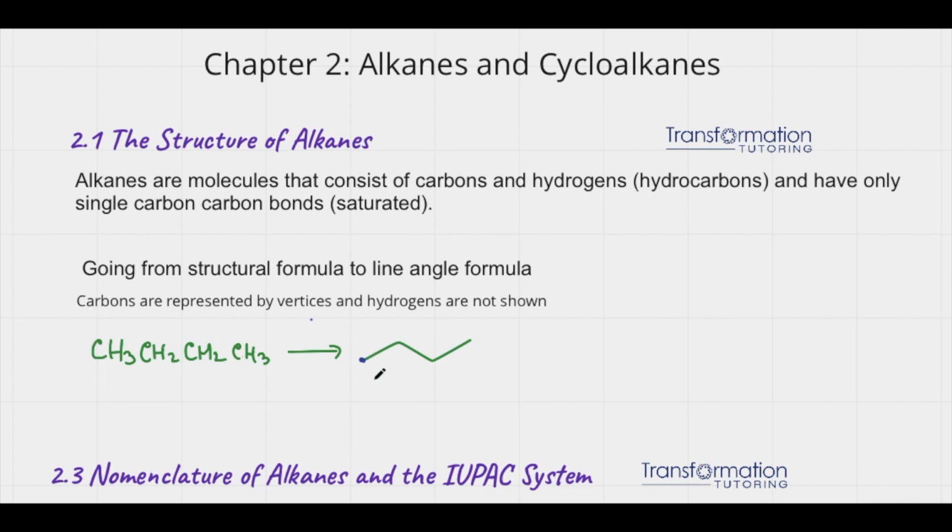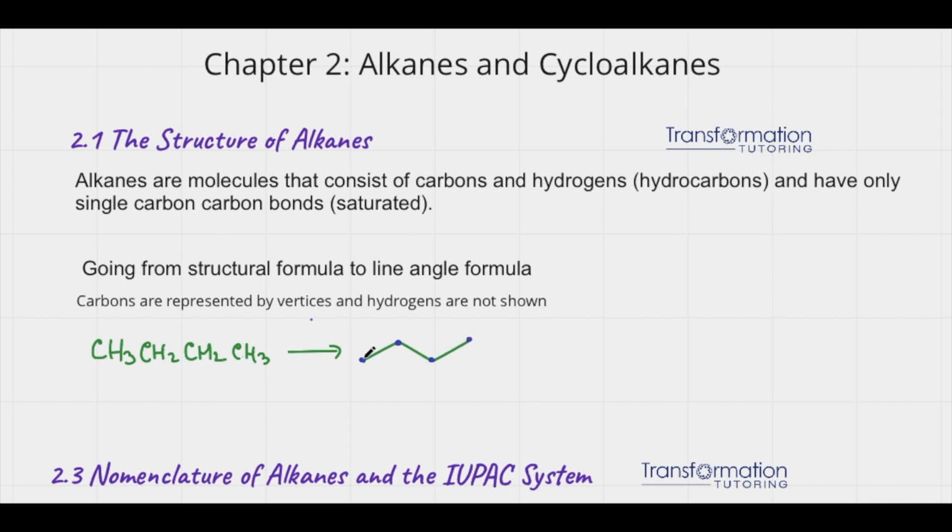So there is a carbon here at the end of the line, a carbon here where the 2 lines are coming together, another carbon here, and another carbon here. So this line angle formula represents 4 carbons. And also, it is important to know that the carbons on the line angle formula have hydrogens, but these hydrogens are not shown. So the hydrogens on the carbons in the line angle formula are not shown.